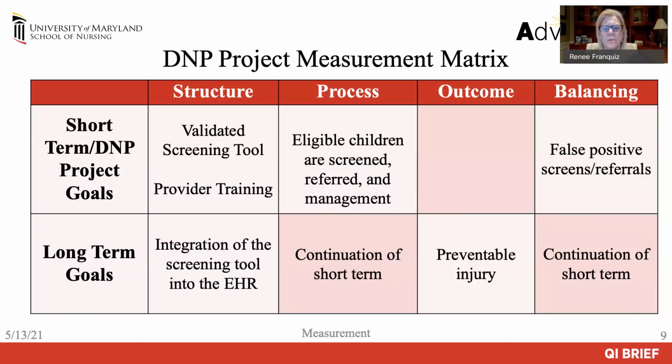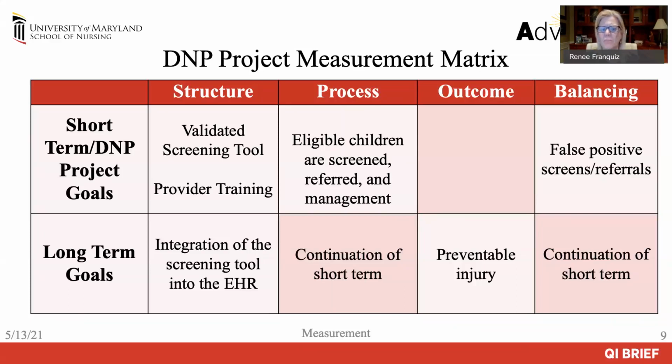The outcome measure of preventable injury is designated as a long-term goal, given the judgment by the team that it might require an extended length of time to achieve. Note that the outcome goal reflects the impact of the project on the patient and not the actions of the provider. A balancing measure is considered if changes designed to improve one part of a system might actually cause a new problem for the system.